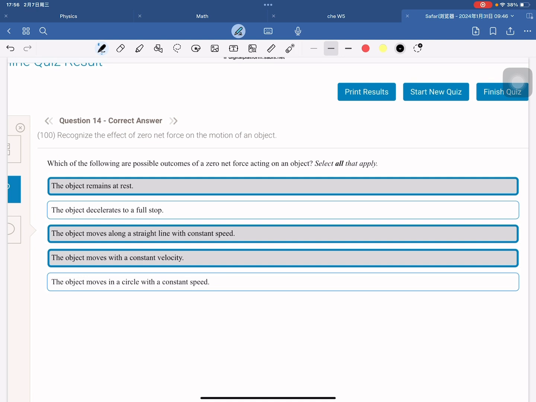Question 14. Which of the following are possible outcomes of a zero net force acting on an object? So when a zero net force is acting on an object, the object will remain at rest or move in a straight line at constant speed. So these 3 are correct.